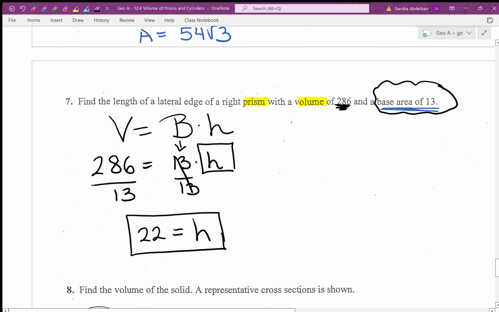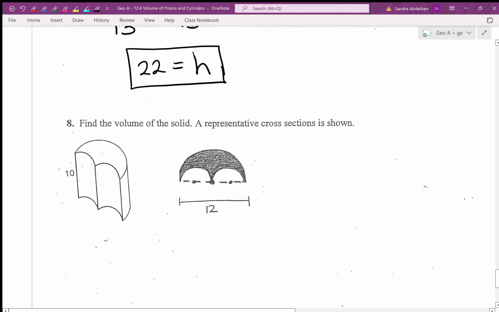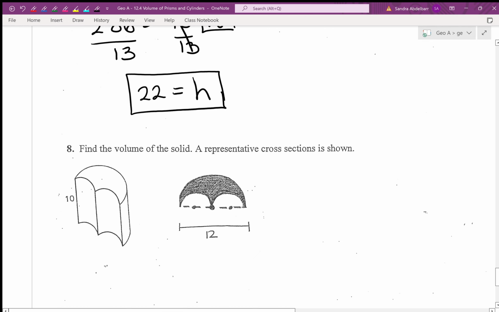We ready for the last problem? Don't worry about the cross section. That's the top.